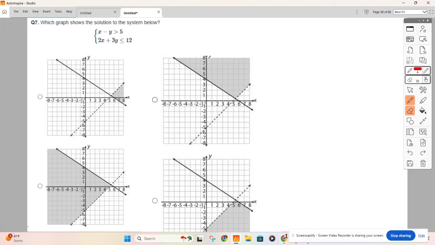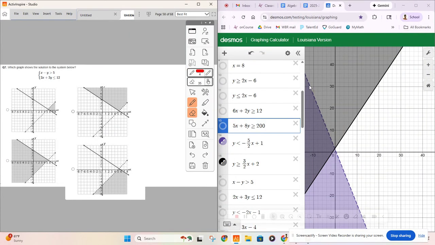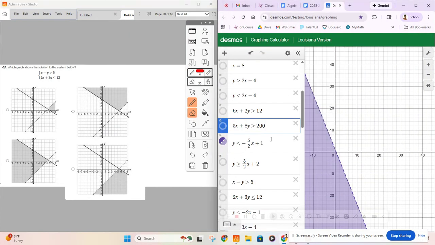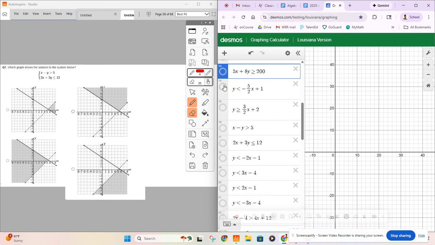Next one, once again, we're gonna put it into Desmos. Simple stuff. In Desmos, I graph that first inequality.